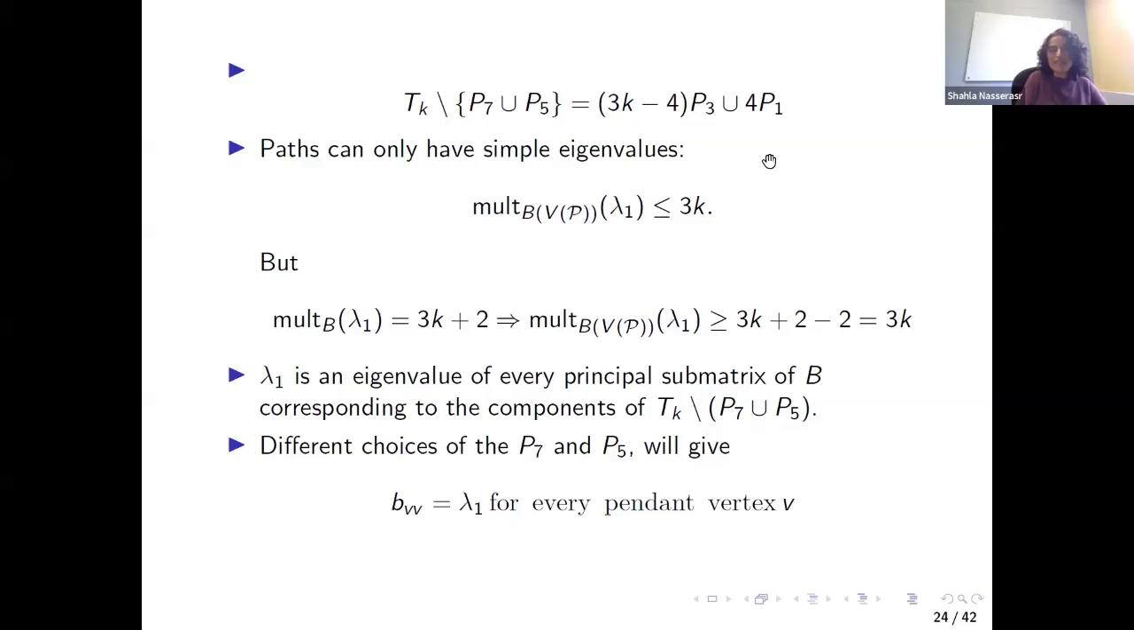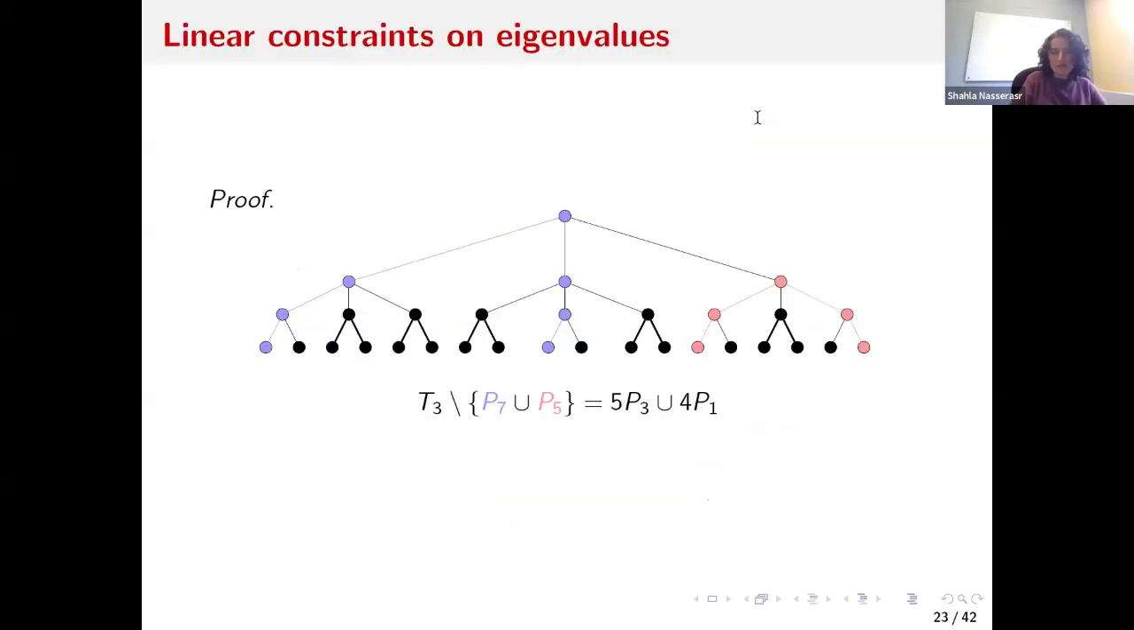Okay, so what we showed is that λ1 is an eigenvalue of each of these components. But let's go back to the picture. Those components are some isolated vertices and some paths on 3 vertices only. If λ1 is an eigenvalue of those singletons, then that means in the matrix, the diagonal entry corresponding to them must be λ1, because that one-by-one principal submatrix has λ1 as an eigenvalue. So the diagonal entry has to be λ1. And there's nothing special about these black pendant vertices.